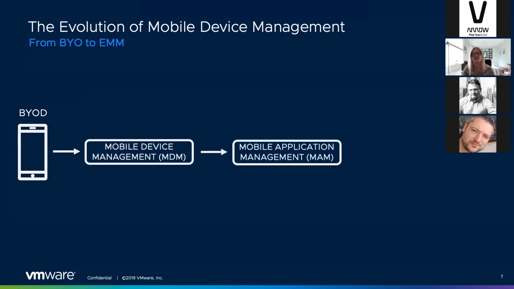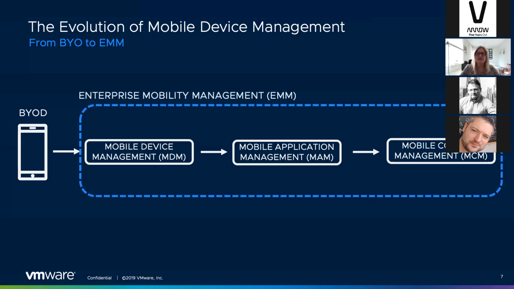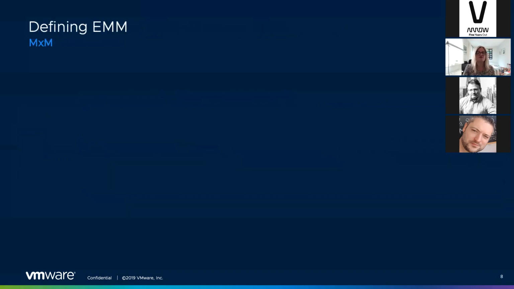From that, it went into mobile application management, MAM, where we could perhaps start managing a few applications in there, and then mobile content management and email management, where we could start managing a little bit more on the device with regards to what was on there and the content and also the emails, for instance. And then that was called Enterprise Mobility Management, EMM. And that is a big part of the Workspace ONE solution, but the Workspace ONE solution goes further than that.